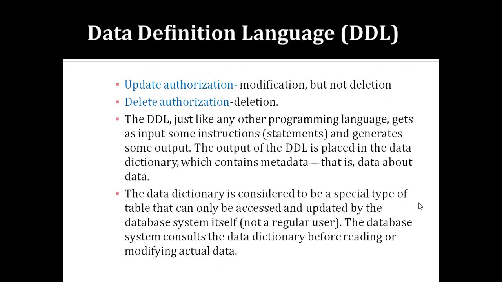See here, the data dictionary is considered to be a special type of data that can only be accessed and updated by the database system itself, not by a regular user. The database system consults the data dictionary before reading or modifying actual data. So our whole database system is consulting the data dictionary. What is the data dictionary showing? Particular data about that data. After that, it allows reading and modifying the actual data.